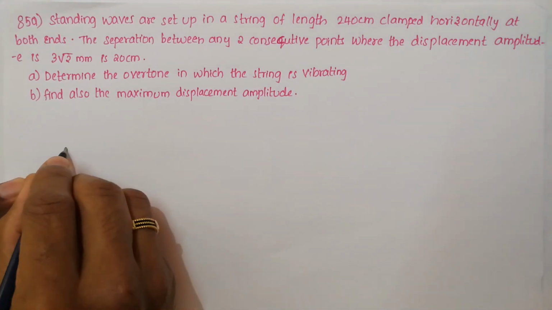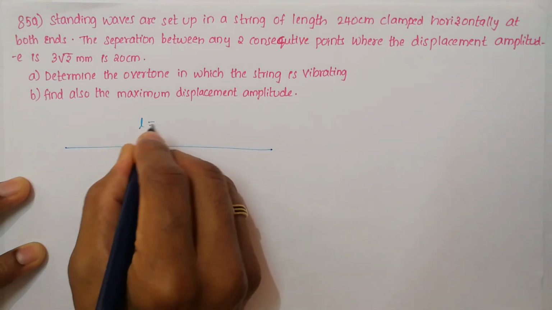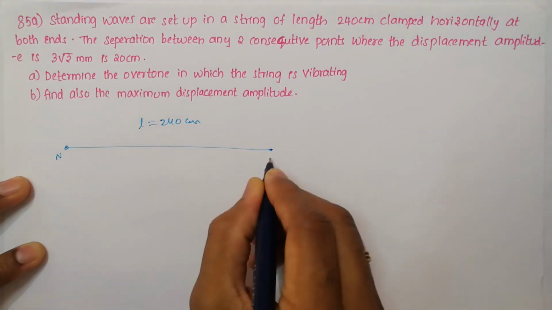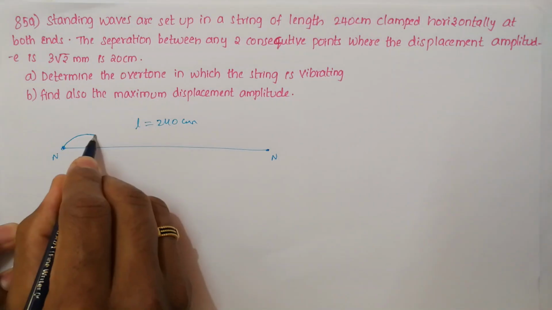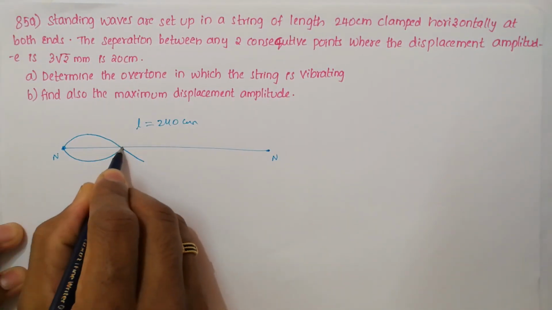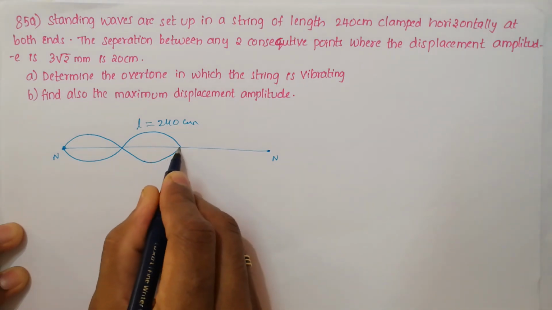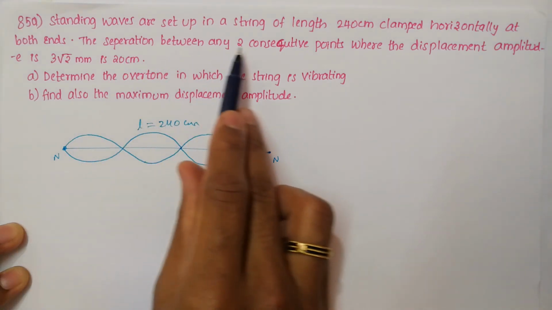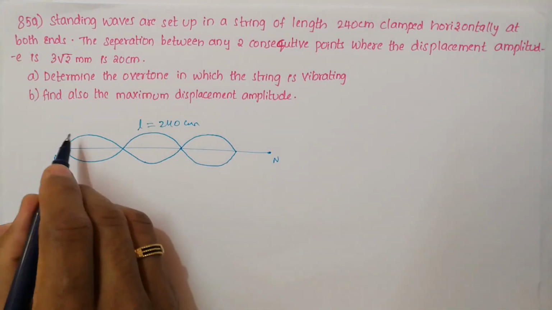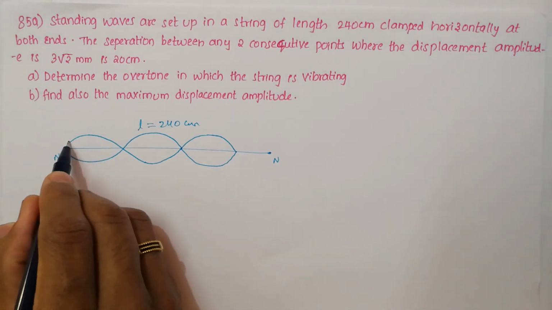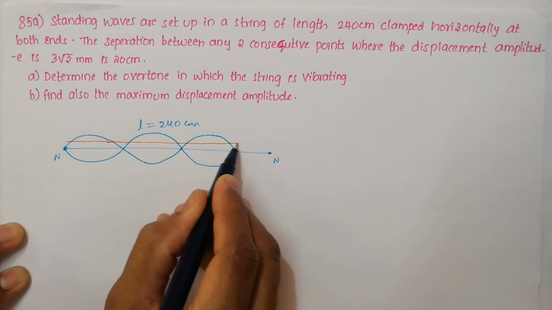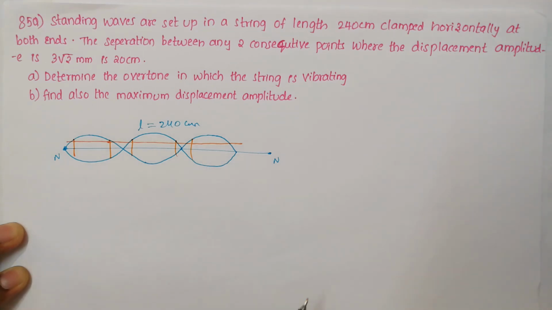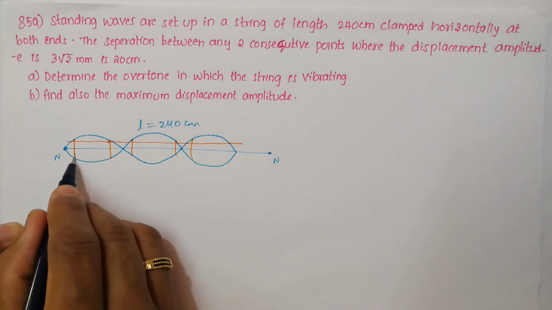Now he is talking about a situation where the length of the string is 240 centimeter and both ends are fixed. So here it is a node and here also it is a node. Now let us take a stationary wave. So this is, let us say, a stationary wave we have like this somewhere. Now he is talking about the separation between two consecutive points where displacement amplitude is the same. So these are the points where displacement amplitude is the same. Now he is talking about this point and this one. These are the points with the same displacement amplitude.